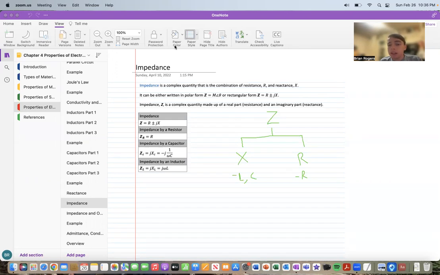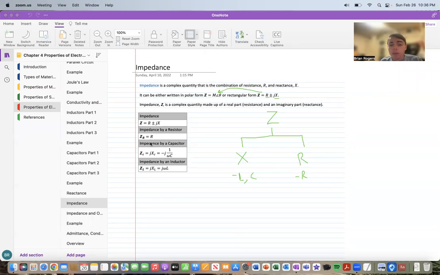It can be written in rectangular form, where we have resistance, our real part, and our reactance, which is our imaginary part. Impedance is a complex quantity made up of both the real part, resistance, and the imaginary part, reactance. It can also be expressed in polar form, not only rectangular form. You can take this quantity and convert it over to this format here using your trigonometric skills.